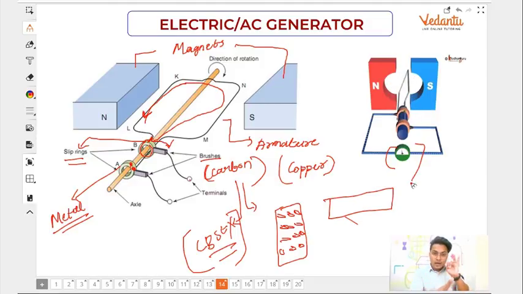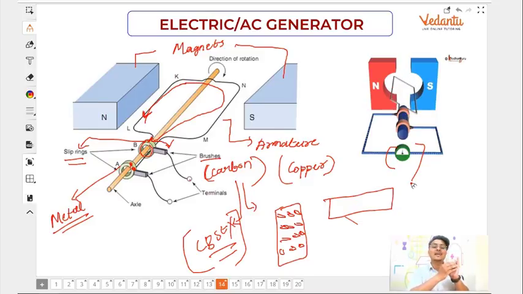One end of the armature coil is connected to one of the slip rings, and the other end is connected to the other slip ring. What does this slip ring do? Now, this function of the slip ring I will keep as a suspense because it is a very important thing. I'll tell you that later.